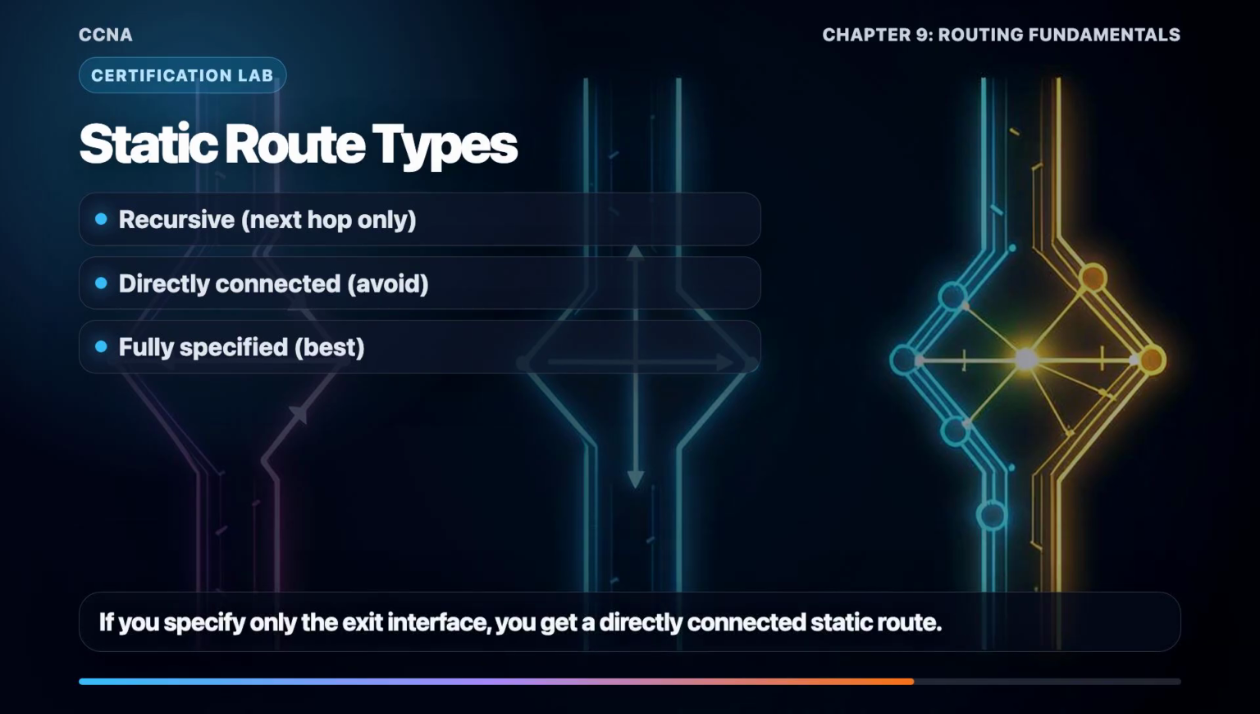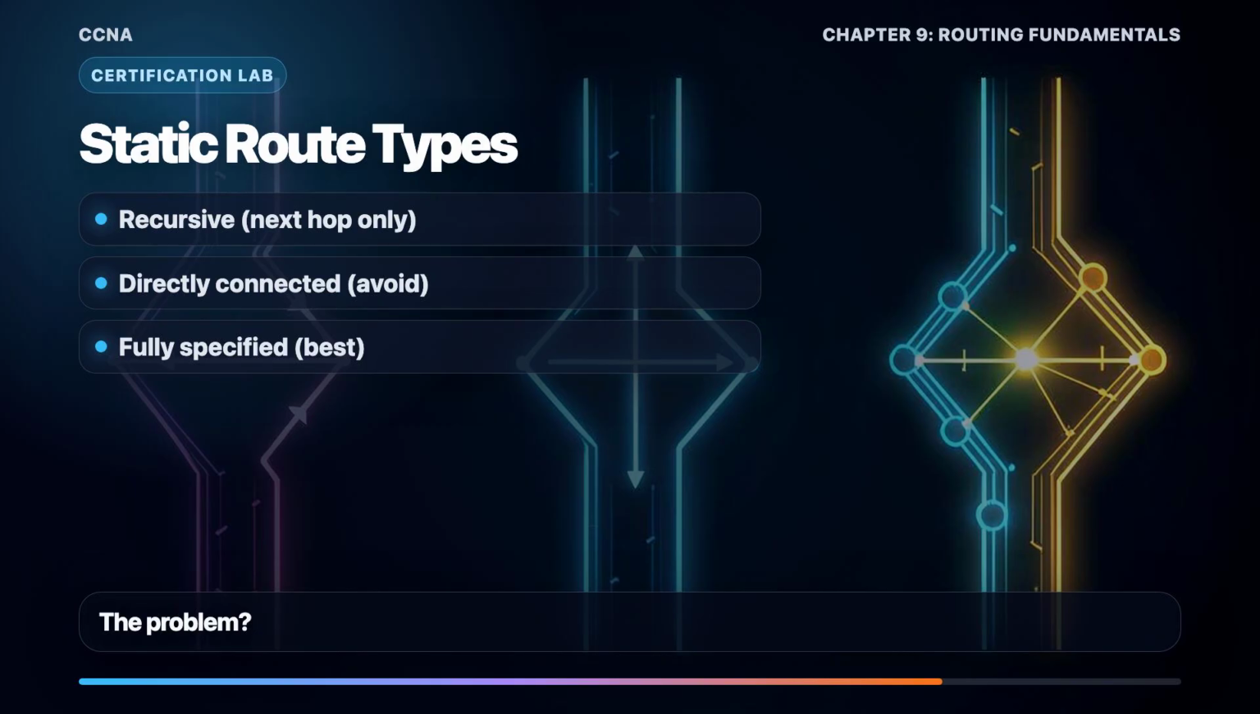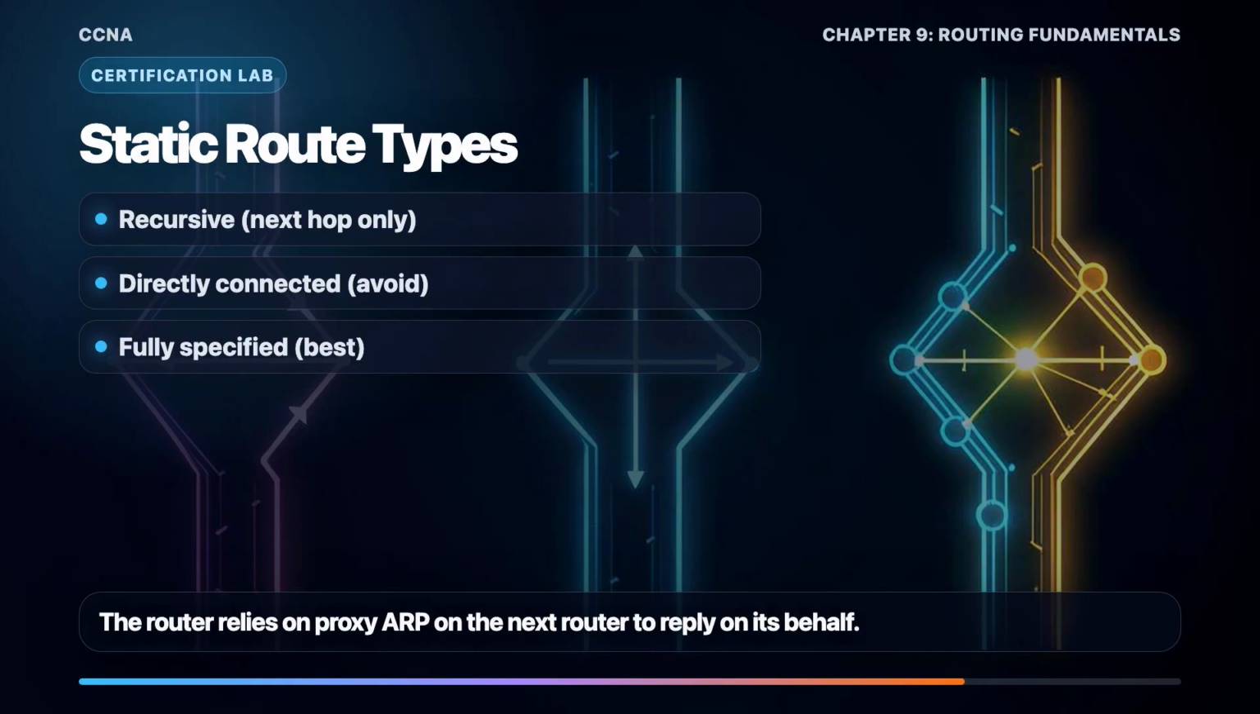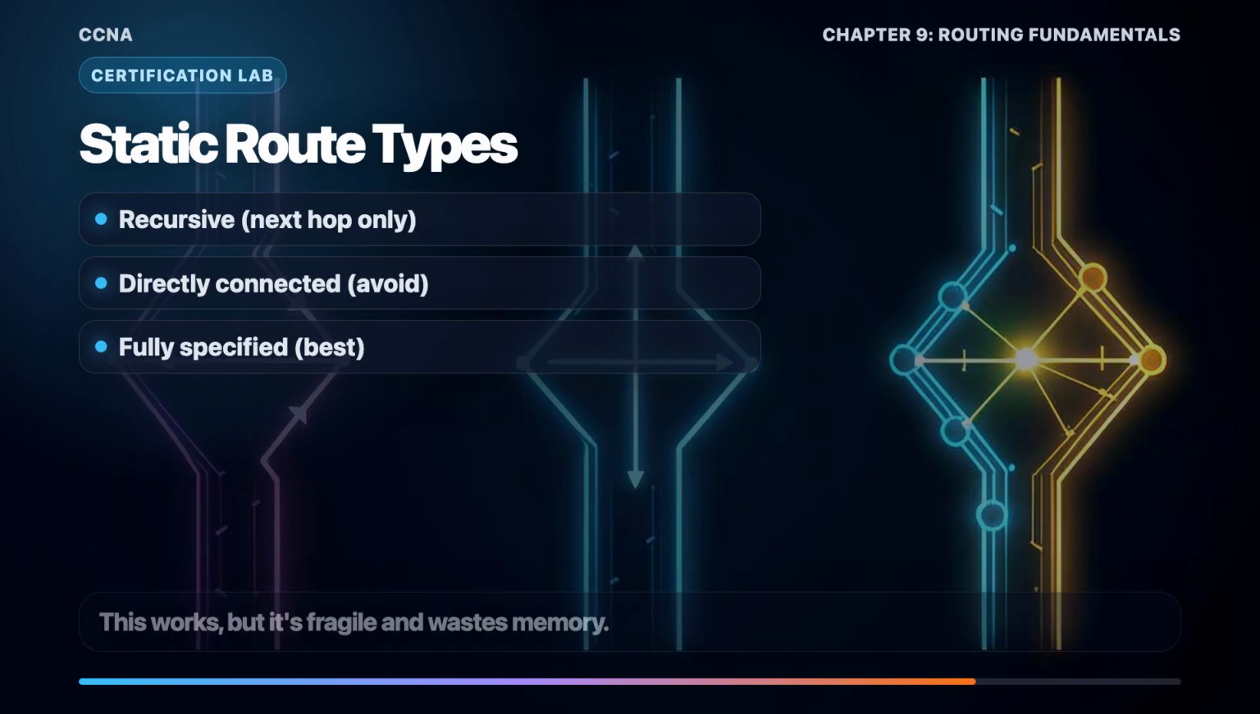If you specify only the exit interface, you get a directly connected static route. The router treats the remote network as if it's directly connected. The problem? It tries to ARP for the destination host's MAC address, which fails because the host is on a different network. The router relies on proxy ARP on the next router to reply on its behalf. This works, but it's fragile and wastes memory. Avoid this type in real networks.